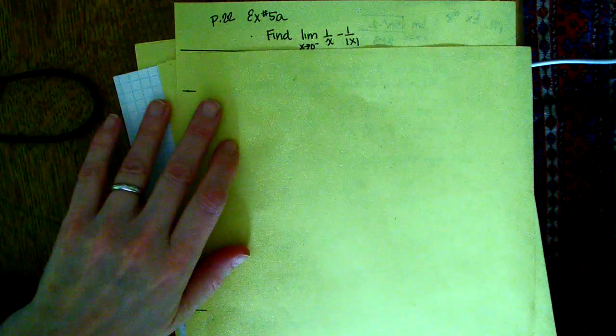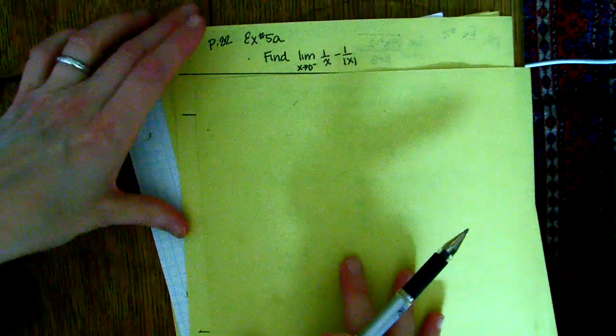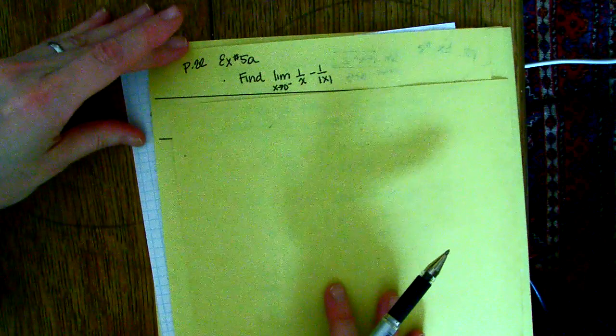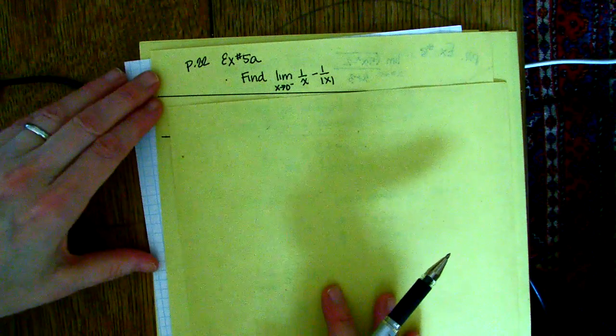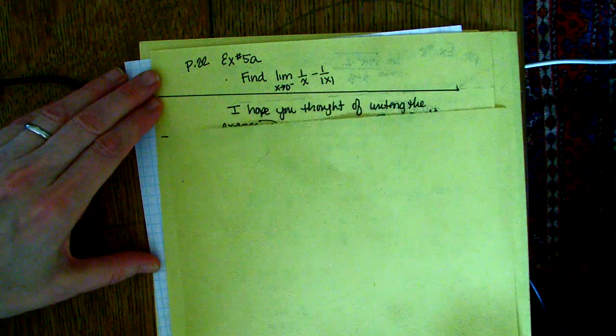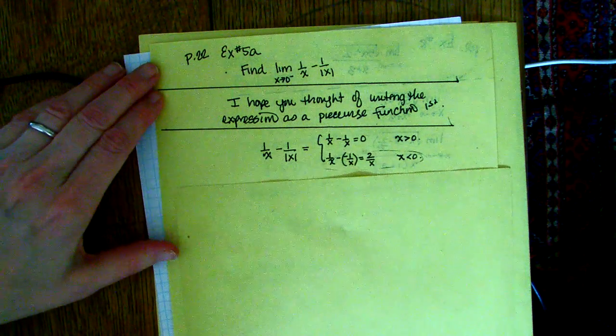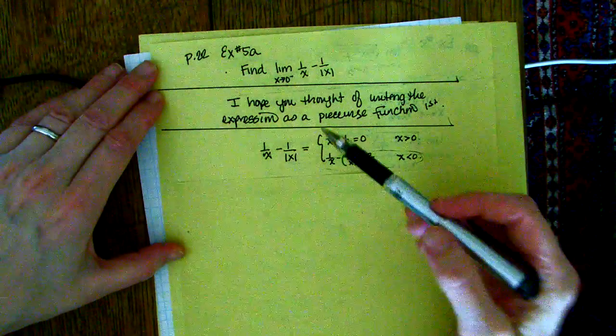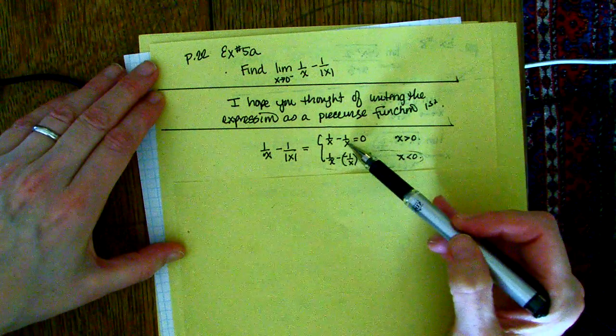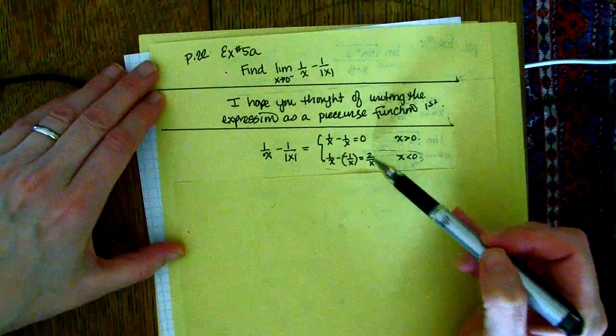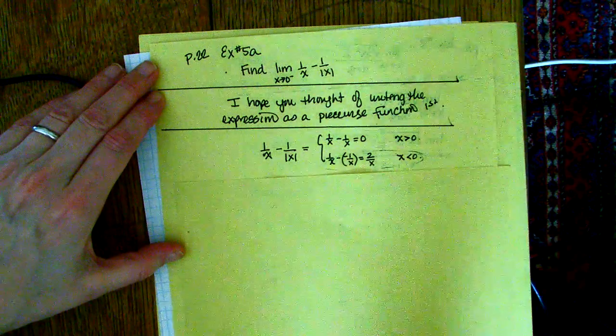So let's look at another example. This is 5a in your packet. Pause the video. Hopefully you thought to write that as a piecewise function. And when you do, it looks like this. So again, replacing absolute value with x or either minus x, you're going to get 0 or 2 over x. And so now you can answer the limit question.